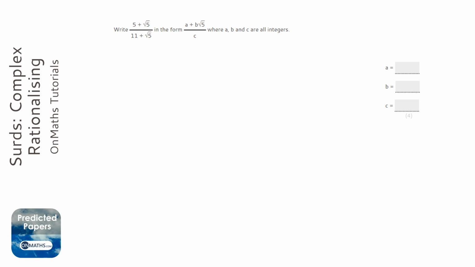So to do this one, what rationalising means is basically what this one's here, because if you look, there's no root at the bottom there. What rationalising means is to get rid of the square root off the bottom of the fraction. Now I'm going to write this out again to make it a bit bigger.